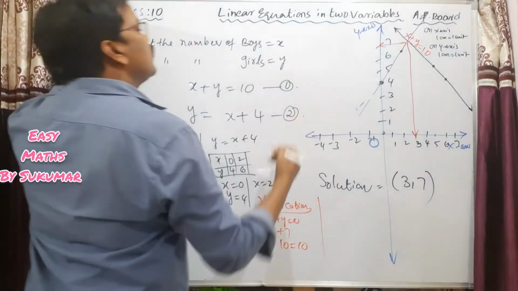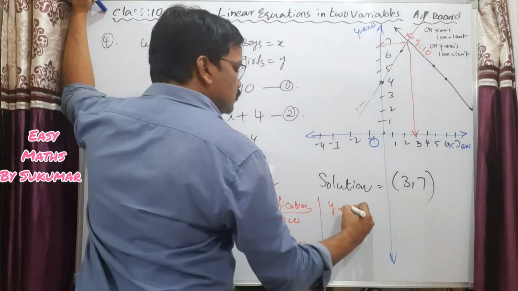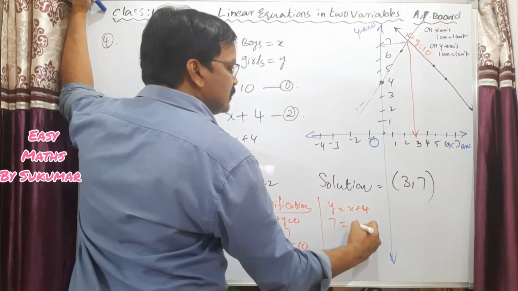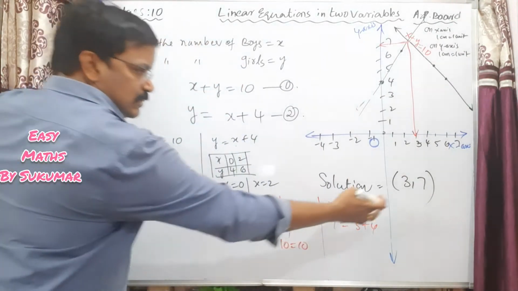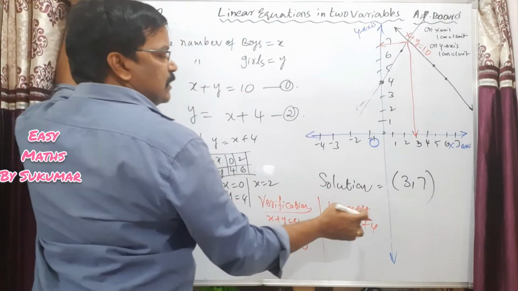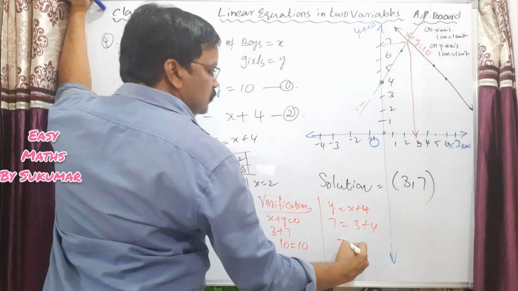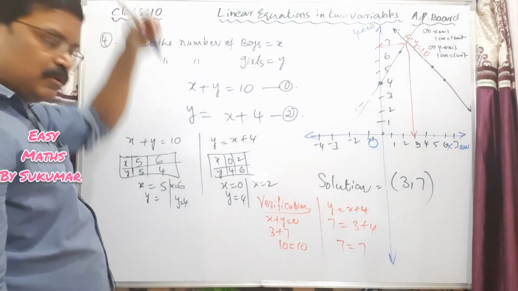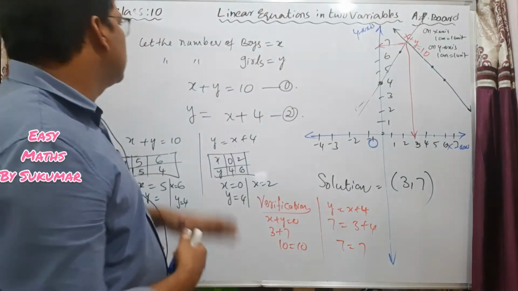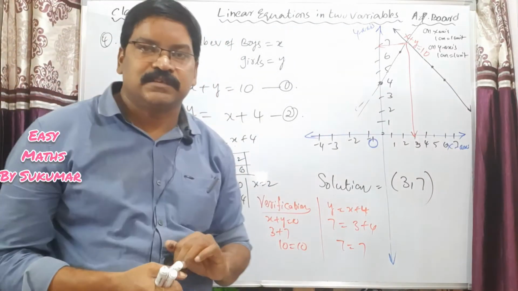Now coming to the second equation, y is equal to x plus 4. Y is 7, right? Substitute y equals 7 and x equals 3, so 3 plus 4. So 7 is equal to 7. That means this (3, 7) is the solution of the given two linear equations.